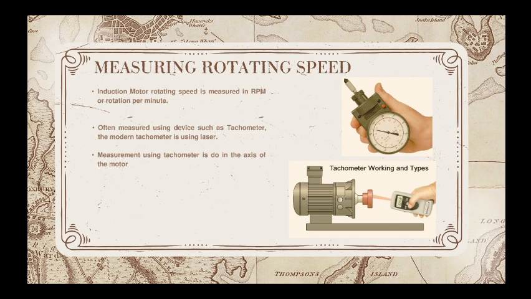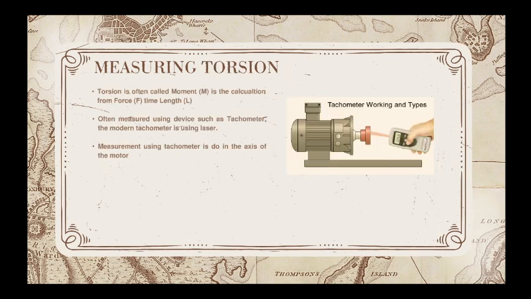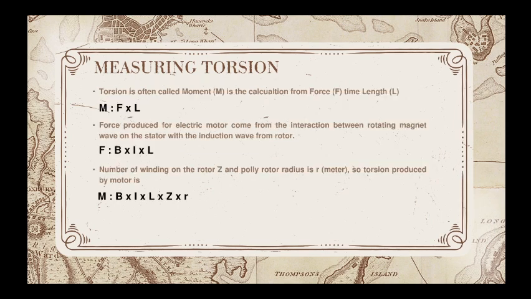On measuring rotation speed, we use the tachometer. The rotating speed is counted in units of RPM, and the measurement is done using a tachometer aimed at the center of the motor. And the torsion comes from force and length. This is the formula of torsion and moment.